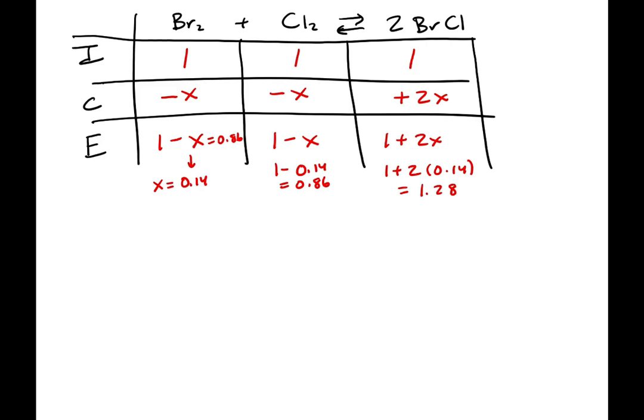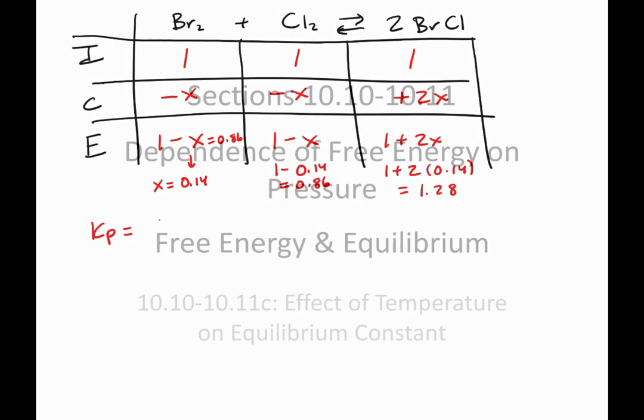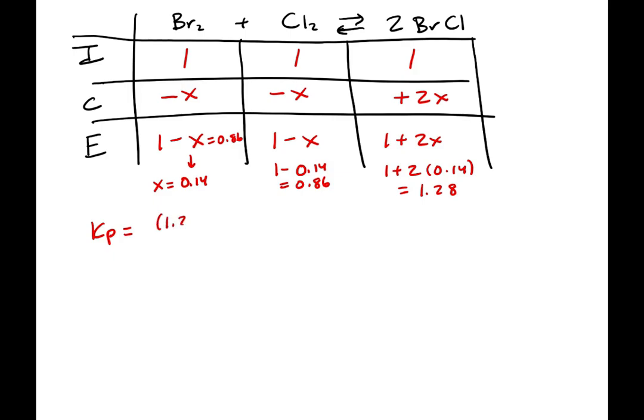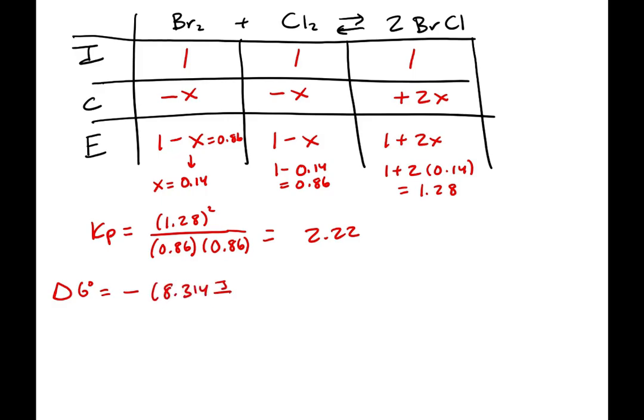Now that we know all the equilibrium pressures, they can get plugged into Kp. Kp would be equal to our equilibrium pressure of the BrCl, which is 1.28 squared, over the Br2, which is 0.86, times the Cl2, which is also 0.86. The value of Kp for this reaction is 2.22, and now we're almost there. All that's left for us to do now is plug it into our delta G equation. All right, so delta G is negative R, 8.314 joules per mole per Kelvin, T we're told was 298 Kelvin, times the ln of Kp, 2.22.